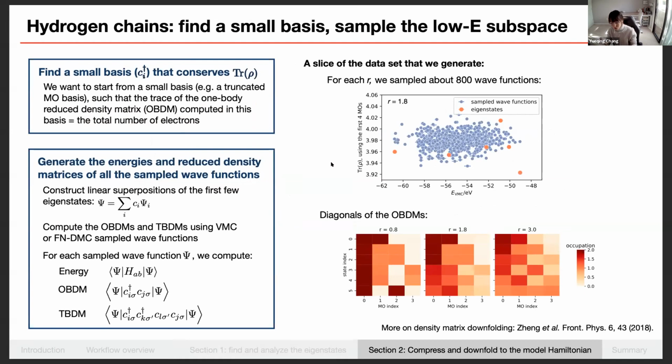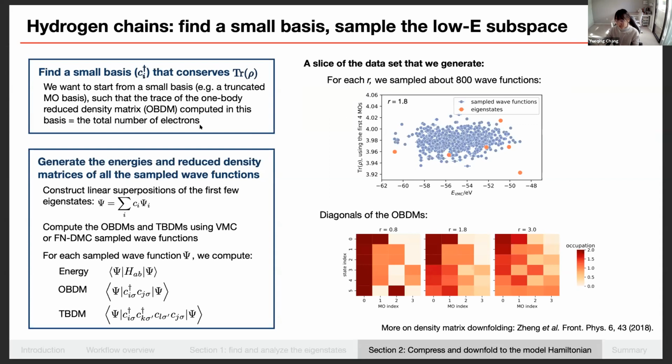Here, I want to start by introducing this notion of a small basis. We need to find a small basis that conserves the trace of the one body density matrix. Later on, we may do rotations within this small basis to get a localized basis for our model Hamiltonian. But for now, let's just use a truncated molecular orbital basis, which is delocalized in real space. For this 4-atom system, I'm using the first 4 molecular orbitals, and we want to check that the trace of the one body reduced density matrix computed using this truncated MO basis equals the total number of electrons.